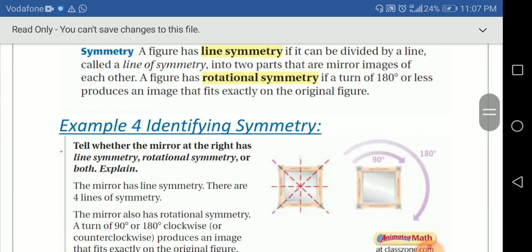Okay, let's have another thing. We are talking here about the symmetry. Let the symmetry be a lesson by itself.